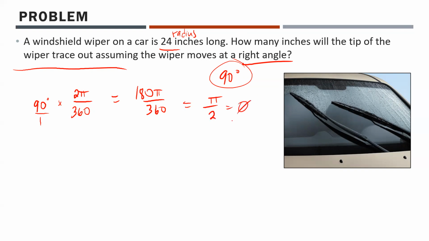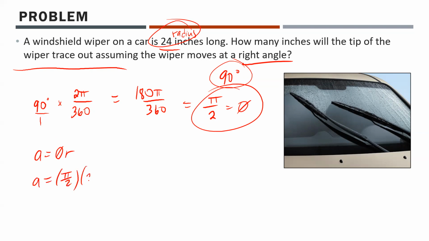That's our angle. So we have our angle now, and we have our radius. Remember, arc length is just theta times r. This gives us arc length equals pi over 2 times r, which is 24. Give me a second here. A equals pi over 2 times 24.